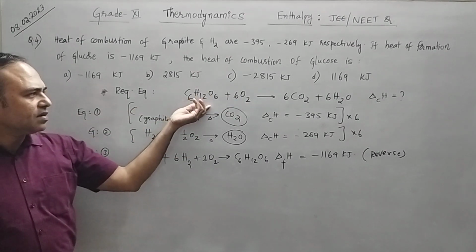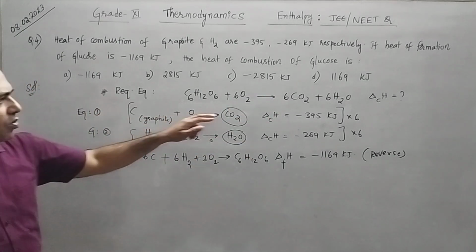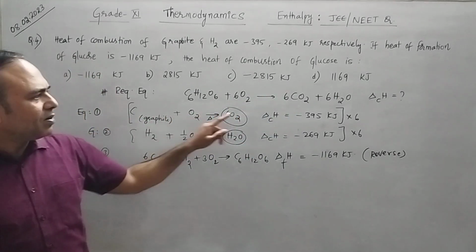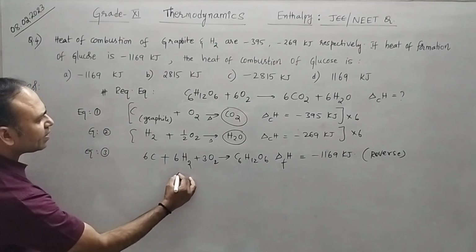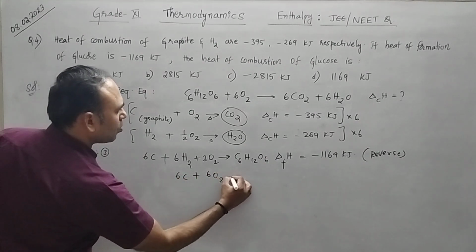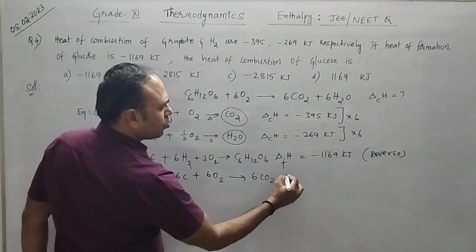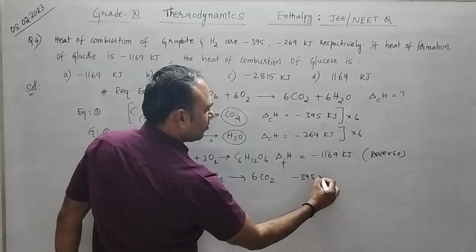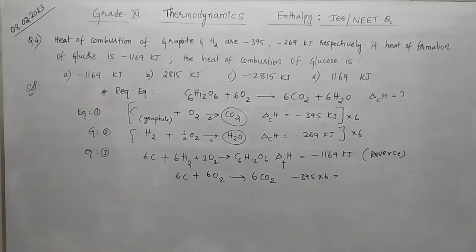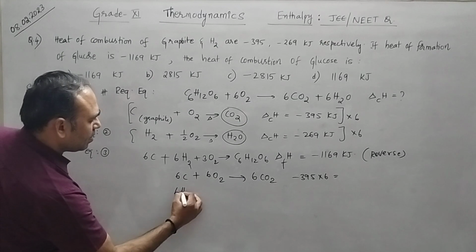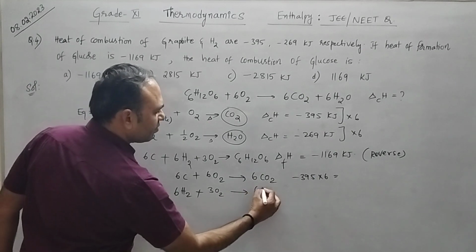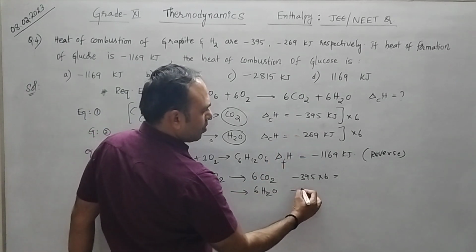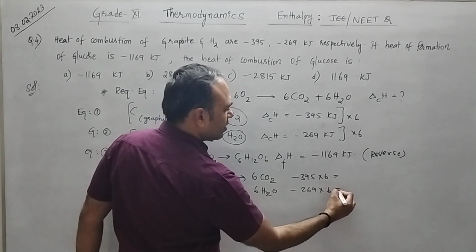First observe the reactants as well as the products, and to convert into 6 CO2, equation 1 should be multiplied with 6. To convert into 6 H2O, equation 2 should be multiplied with 6. Write down this now. So we can take it as 6C plus 6O2 gives 6CO2, and here it is minus 395 into 6. We can calculate it later. Second one, 6H2 plus 1 by 2 into 6 will become 3O2 gives 6H2O, minus 269 into 6.